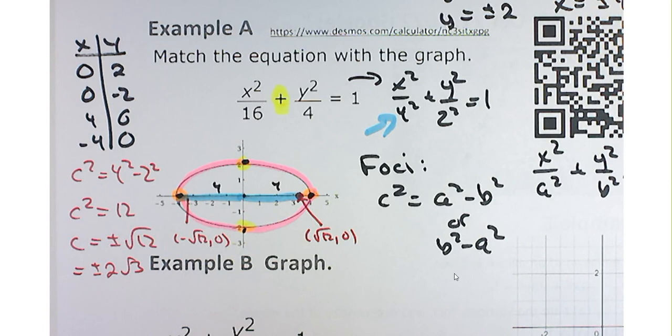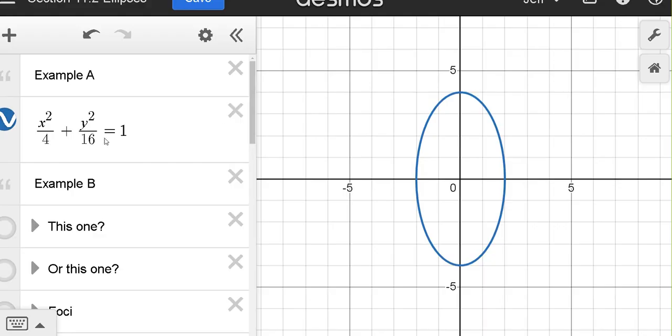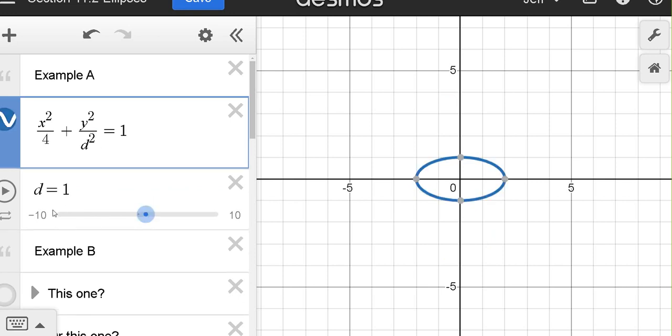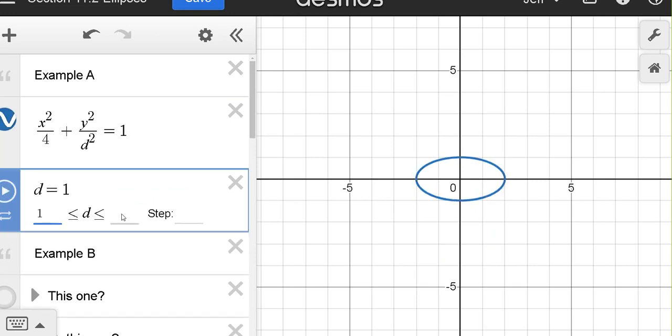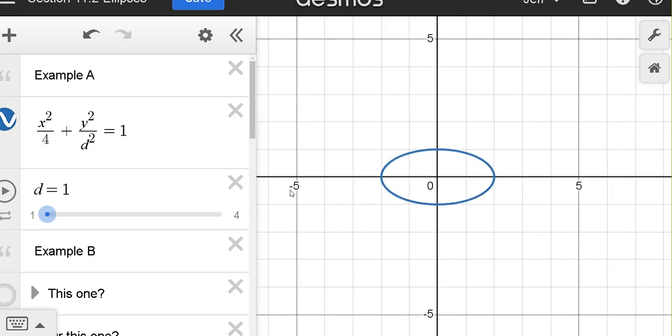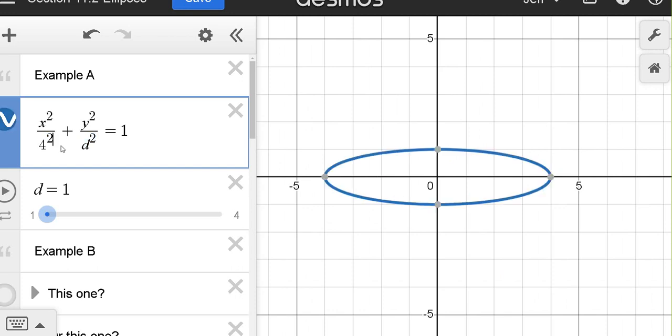So the reason you get a circle, in fact, I appreciate your question. Let me do it this way. Let's put in, let's say, a d here as a slider, and put in a d squared. 1, 2, 4, like this. The reason you get a circle is if these two denominators are the same. So let me do this as 4 squared.